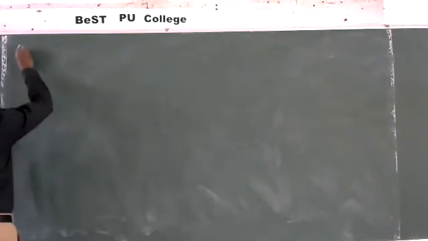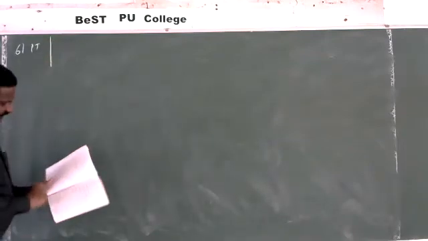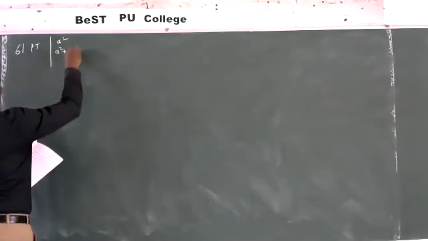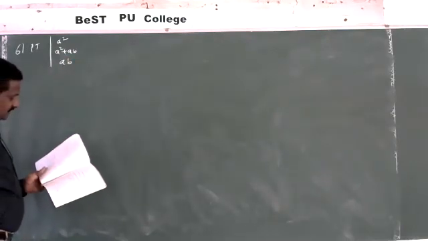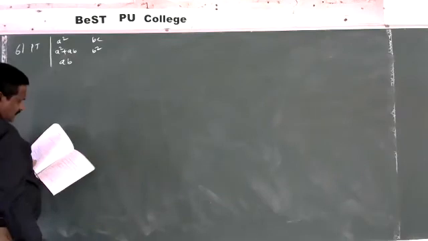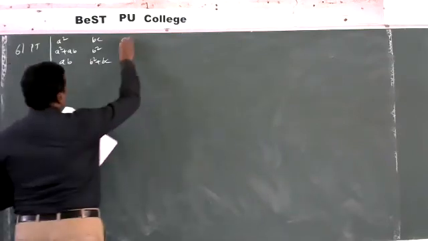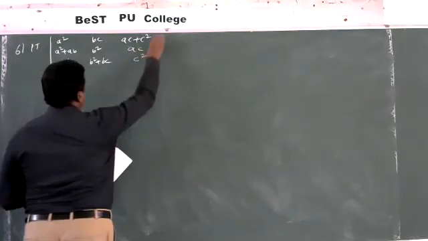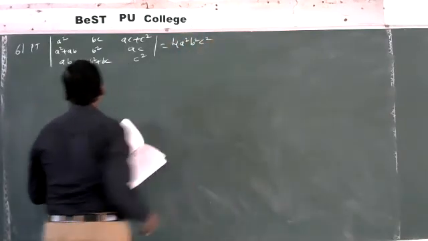Next, sixth problem. Prove that determinant of a square, a square plus ab, ab; bc, b square, b square plus bc; ac, c square, c square plus ac equal to 4 a square b square c square. It is also an important model.